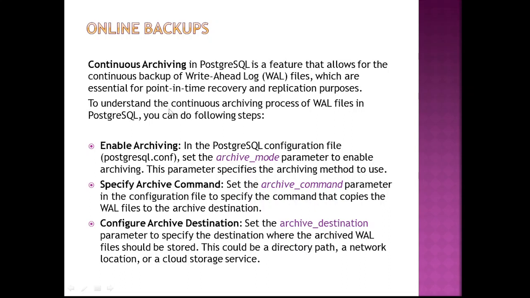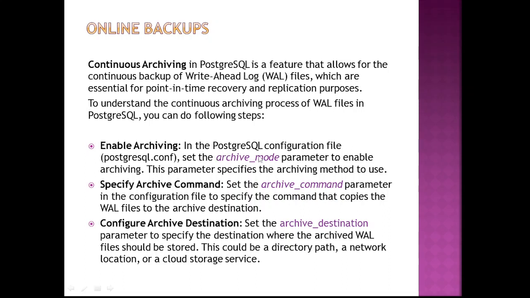To understand this continuous archiving process, you can follow these steps. First, we need to enable archiving. We can do it in the PostgreSQL configuration file, postgresql.conf. You need to update a variable here, which is archive_mode. You need to update this variable to enable archiving. This parameter specifies the archiving method to use. If you enable it, it's on, otherwise off.